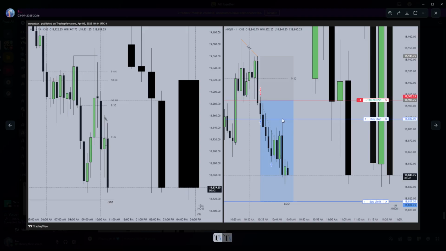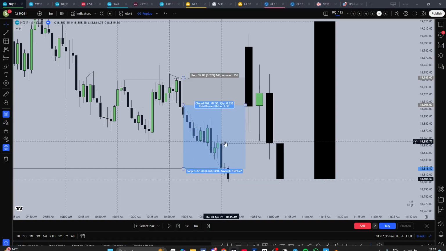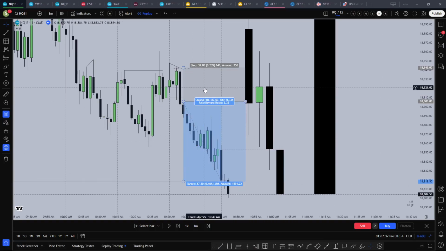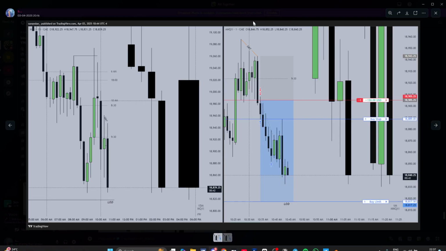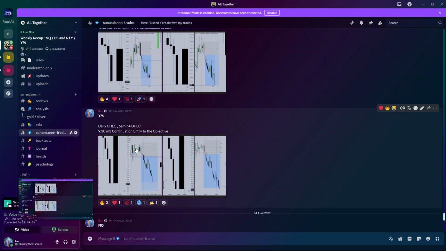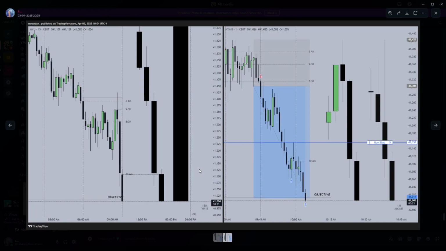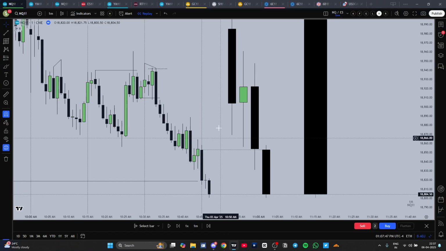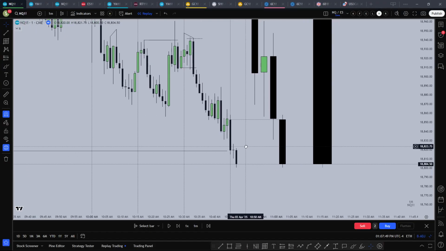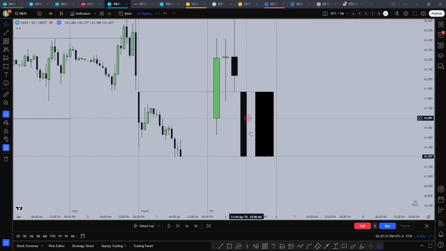I did trail here because 10:15 was a retracement candle, so 10:30 should expand towards the low of the day objective. So let's go. This was my position on NQ that day. I did take a position on YM as well. Yes, this was the best. Now why best? I would talk about this. NQ's recap is done. Now going on to YM.